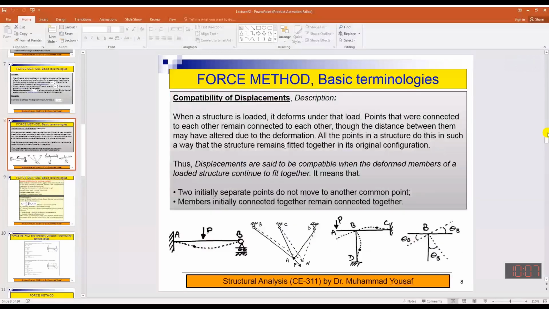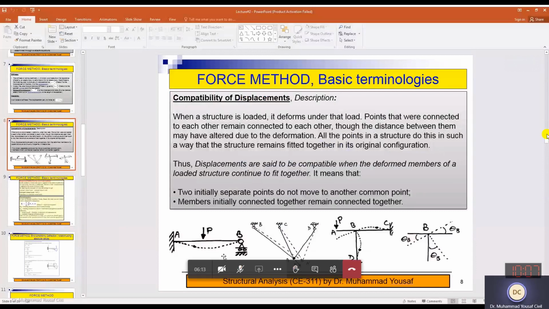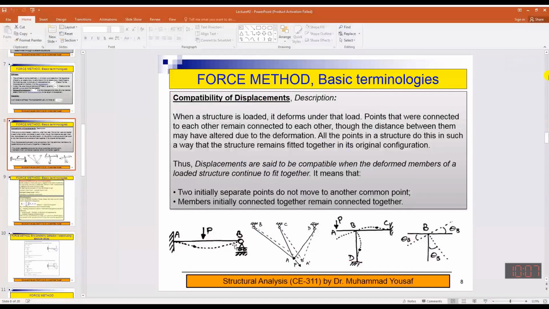Secondly, this is the compatibility, that at any support or connection, the elastic member will be fulfilling all the basic principles of mechanics. Like over there, it cannot move up and down. There can be rotation, but over there there will not be any rotation, no linear translation. And in this case, all this has been already considered. This is showing you the continuity of the support or continuity of the common point.